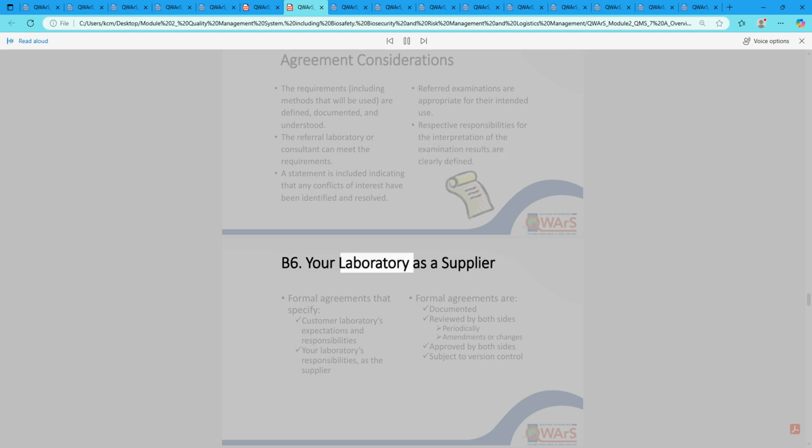B6. Your laboratory as a supplier. Formal agreements that specify customer laboratory's expectations and responsibilities, and your laboratory's responsibilities as the supplier. Formal agreements are documented, reviewed by both sides periodically, with amendments or changes approved by both sides, subject to version control.